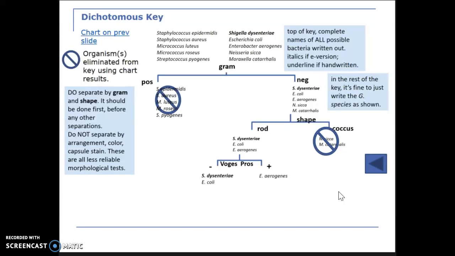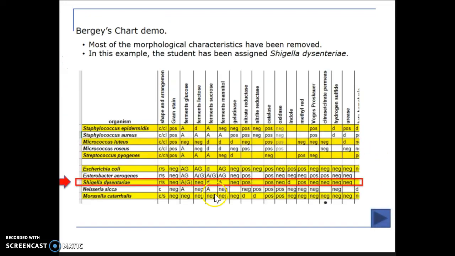And I know I have Shigella dysenteriae, or I would have carried out the test. And if I had Shigella dysenteriae in my test tube and carried out the Voges-Proskauer test, I should get a negative result. And I cross out the side that I do not have. All right, so I'm left with those 2 organisms, Shigella and E. coli. And same thing, I go back to the Bergey's chart, Shigella and E. coli, and I look for a test that they differ in.